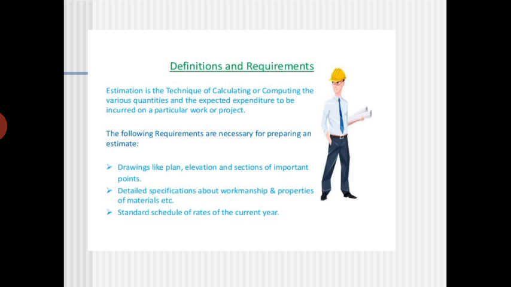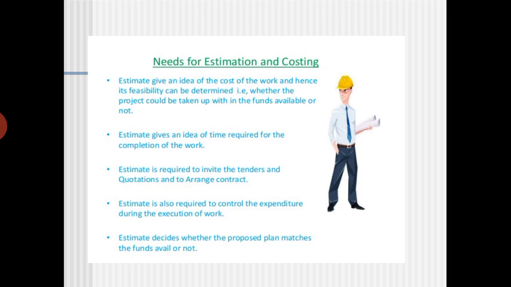Second one is detailed specifications about the workmanship and properties of the materials. Third one is the standard schedule of the rates of the current year. Normally we'll use the PWD book for determination of various price rates for each of the quantities and detailed specifications.